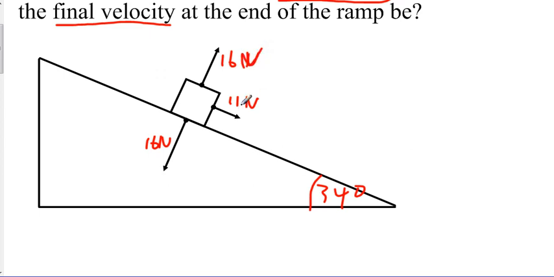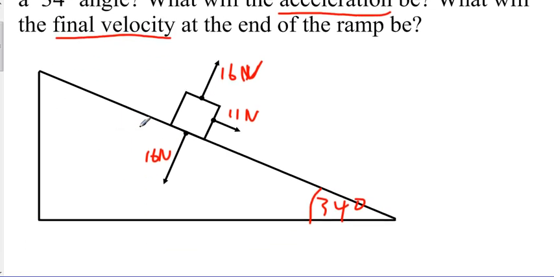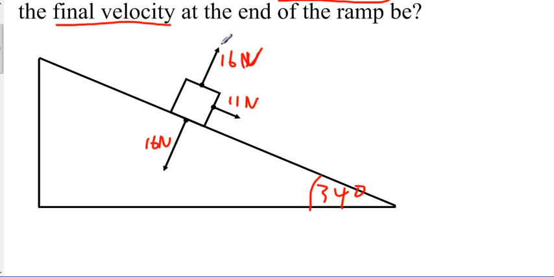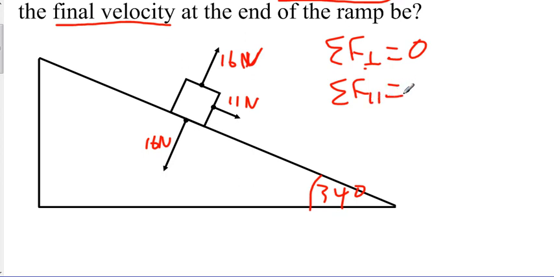Once you've made your free body diagram, and this is a frictionless ramp, which means we don't have to worry about friction going in the opposite direction, you can easily tell right now that in the perpendicular, we are in equilibrium. So the sum of the forces in the perpendicular is equal to 0. It's going to be 16 minus 16. However, the sum of the forces in the parallel is equal to 11 newtons. There's only the one force, and that's going to be equal to the mass times acceleration. So that means that 11 is going to be equal to our mass, which is 2, times a.